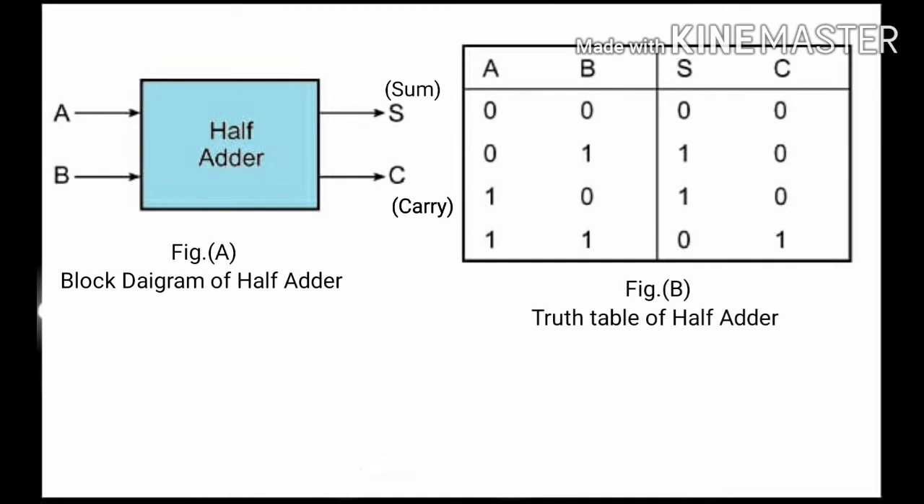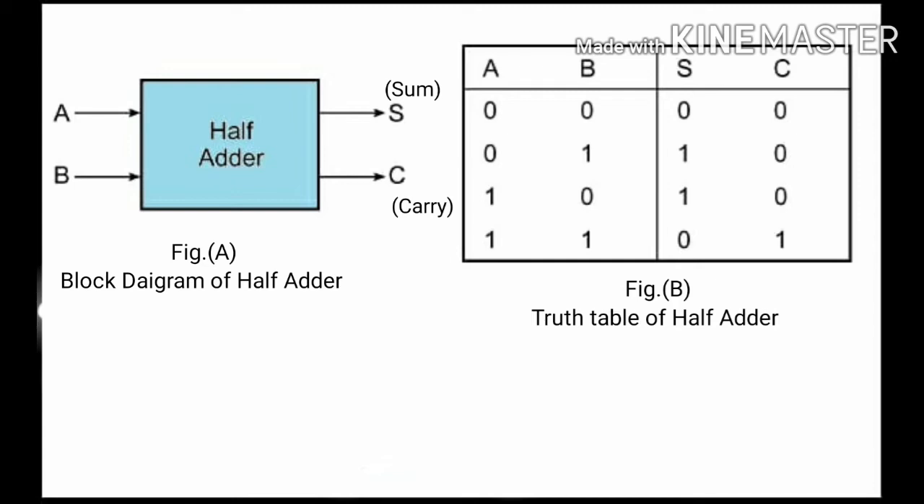Figure A shows the block diagram of half adder. Half adder has two inputs A and B and two outputs, sum and carry, which is the basic building block of addition of two single bit numbers. Table B shows the truth table of half adder. As there are two inputs A and B, we have to use a total of 4 possible input combinations like 0 0, 0 1, 1 0 and 1 1. In the output section we have two outputs, sum and carry.